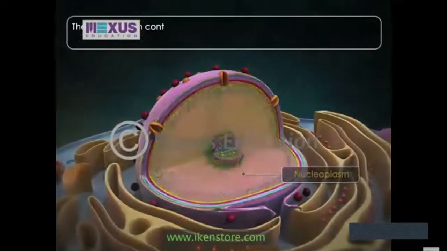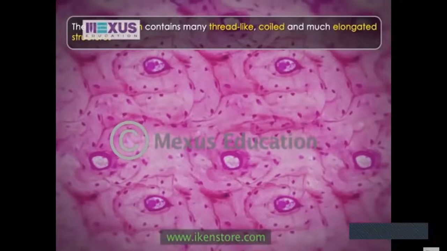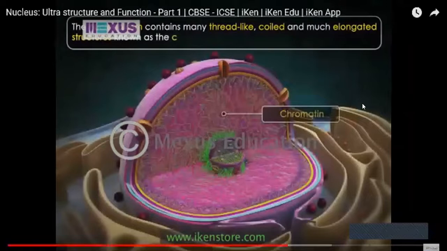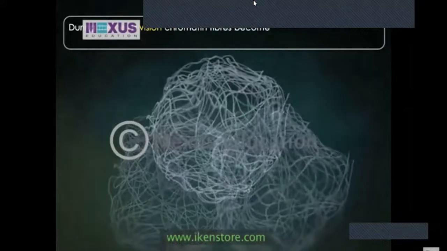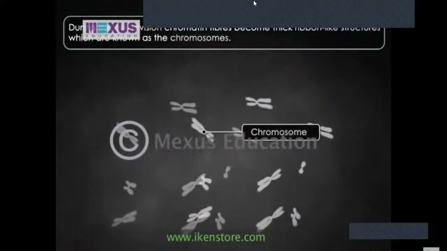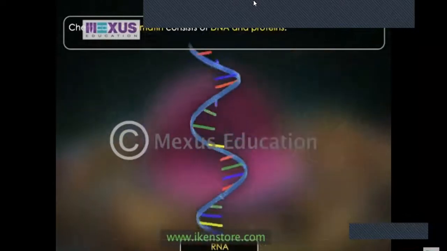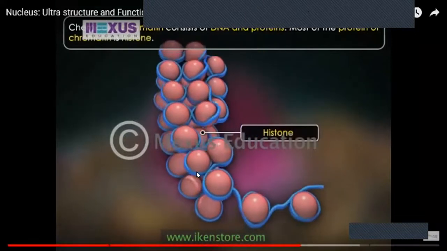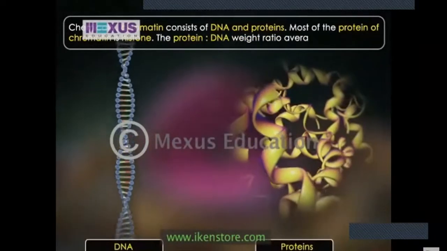The nucleoplasm contains many thread-like, coiled, and much elongated structures, which take readily the basic stains, such as the basic fuchsin. These thread-like structures are known as the chromatin substance or the chromatin fiber. During the cell division, chromatin fibers become thick ribbon-like structures, which are known as the chromosomes. Chemically, chromatin consists of DNA and proteins. A small quantity of RNA may also be present. Most of the protein of chromatin is histone, but the non-histone proteins are also present. The protein DNA weight ratio averages about 1:1.